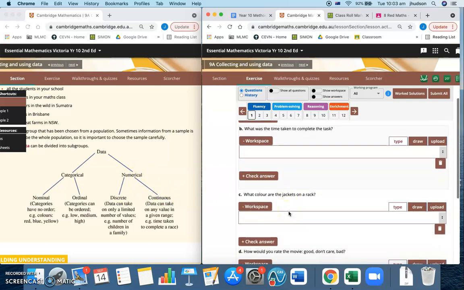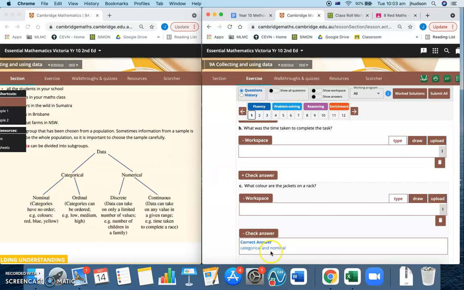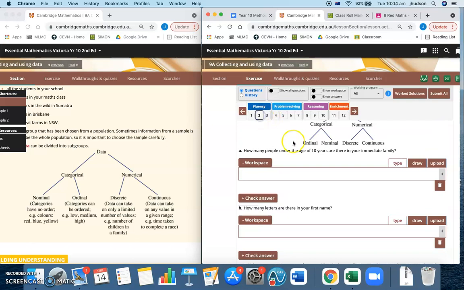And the next one, what color are the jackets on the rack? Okay, so colors aren't really according to numbers, are they? They'd be in categories. And it's given the example over here as well. So you can't really order colors, so this would be nominal. So we'd say this one is categorical and nominal data. There we go, categorical and nominal. Let's go to the next question.